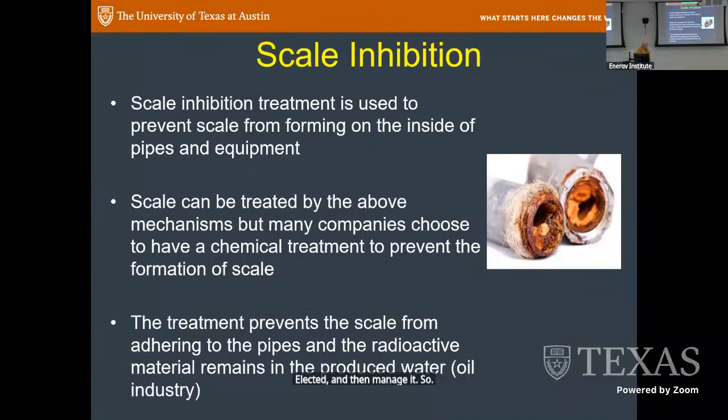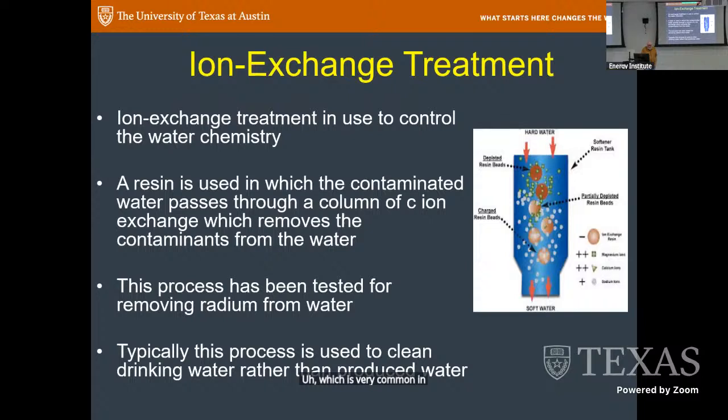So this is our enemy. In this particular case, it is the scale inside the pipes. A scale inhibition treatment is used to prevent scale from forming on the inside of the pipes and the equipment. And this would be analogous to the drip method, right? The drip method that is sometimes used in irrigation. Scale can be treated by the above mechanisms, but many companies choose to have a chemical treatment to prevent the formation of the scale. The treatment prevents the scale from adhering to the pipes, and the radioactive material remains in the produced water, which is very common in the oil industry.